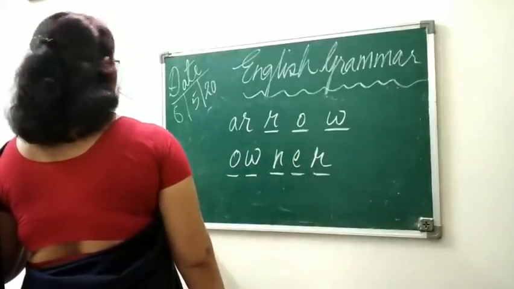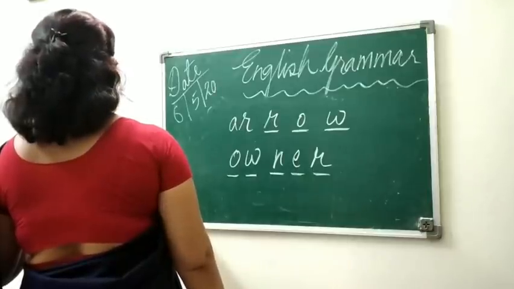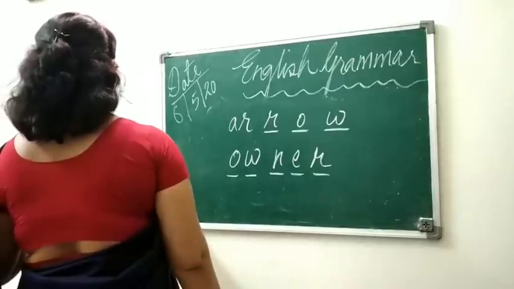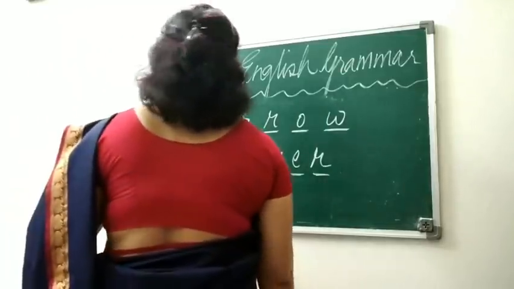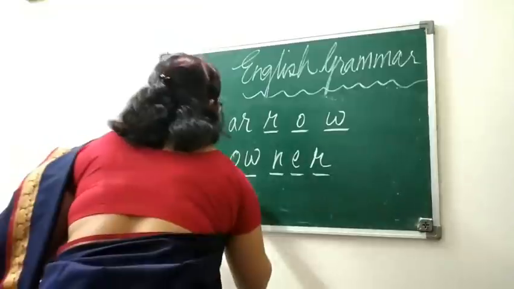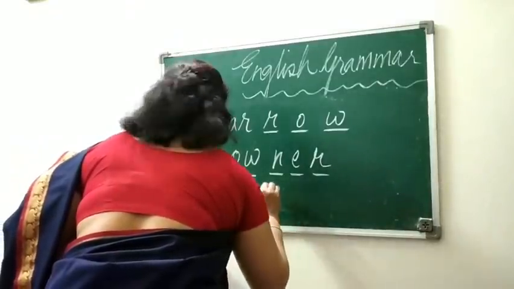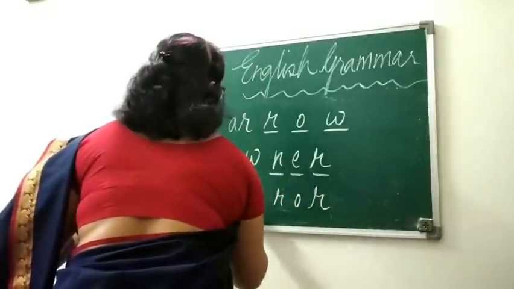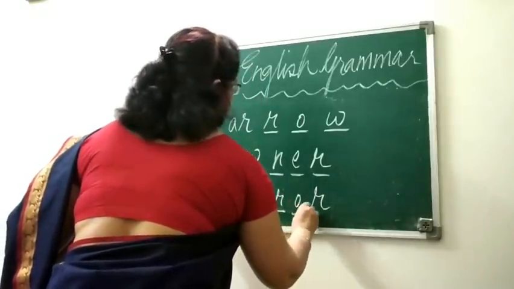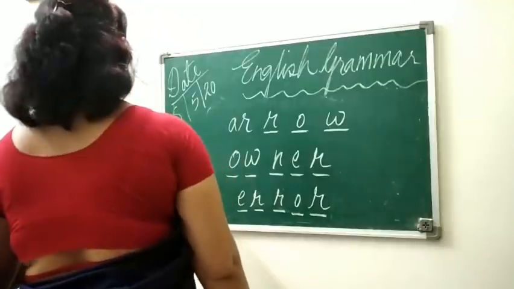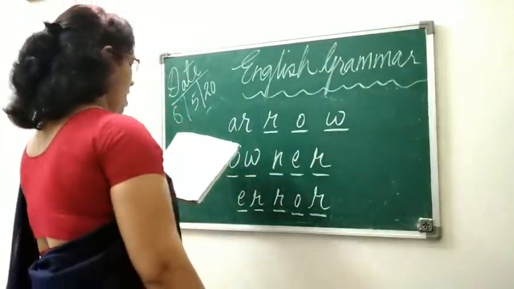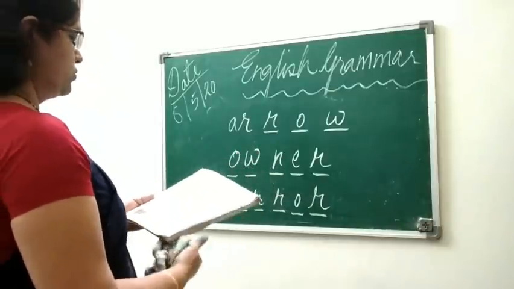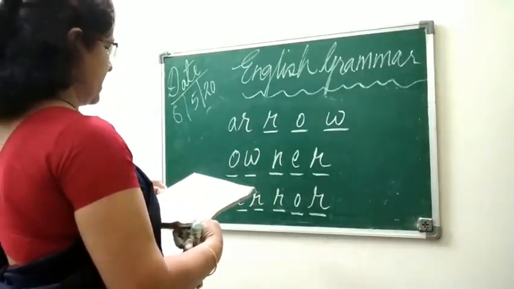Owner. Now with ER you have to make a new word. Okay. So which word are you going to make? Try, children. Let's try. ER. E R R O R. Error. Okay. So this is the new word you are going to make with ER. Error. Okay. So this is exercise E.